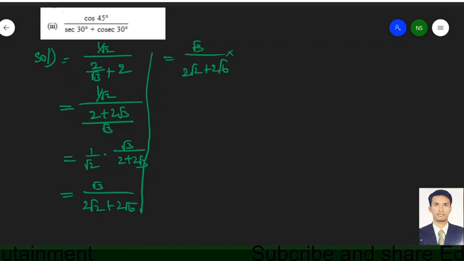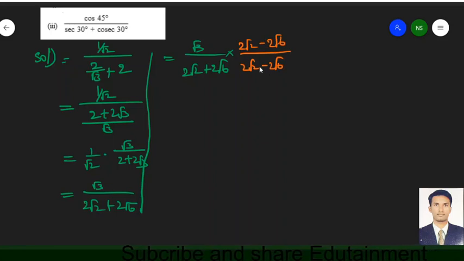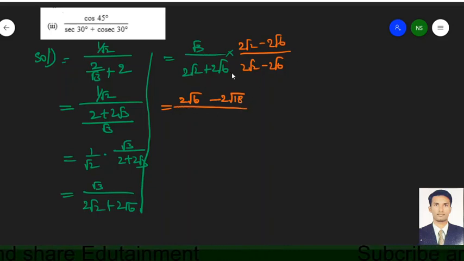If we rationalize the denominator, what will we get? We multiply by 2 root 2 minus 2 root 6 divided by 2 root 2 minus 2 root 6. What are we doing? We are multiplying and dividing by the same number. So that equals root 3 into 2 root 2, we will get 2 root 6, minus root 3 into 2 root 6, we will get 2 root 18. Root 3 into root 6 is root 18, divided by a plus b into a minus b, which is a square minus b square. So we will get 2 root 2 whole square minus 2 root 6 whole square.